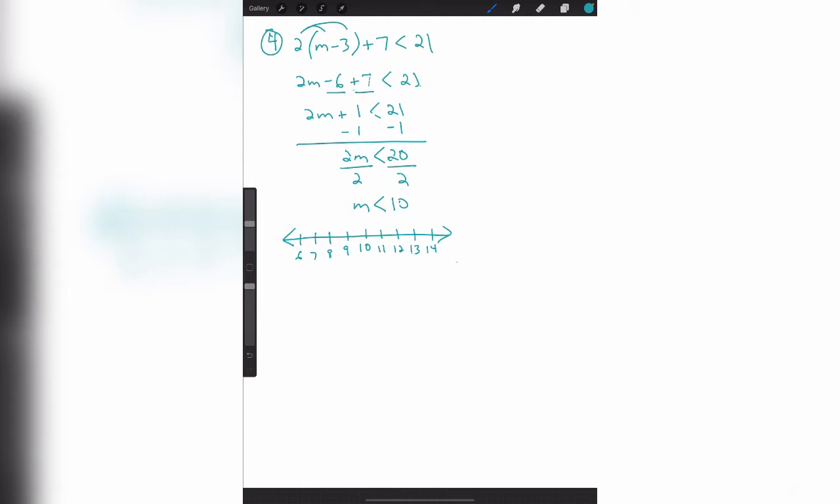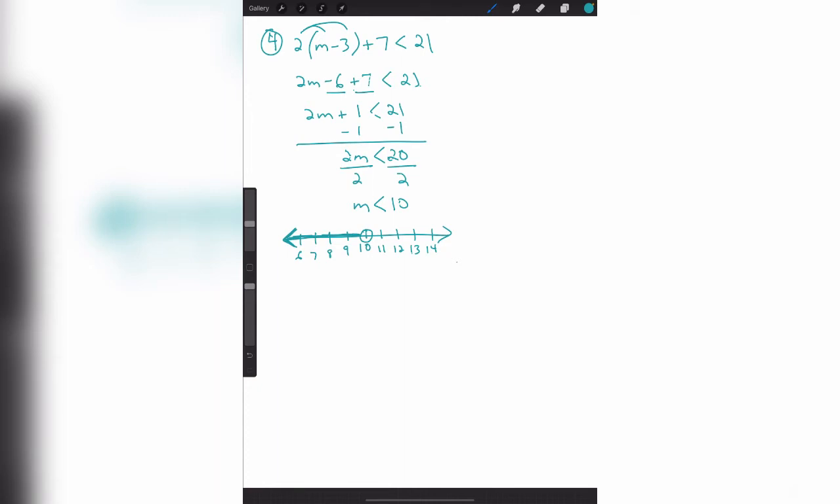But if you remember from the last example, the less than or greater than signs, this sign right here, you have to use an open circle when graphing it. So I'm going to go ahead and use my open circle, and all the values that are less than m, which are all the values less than 10. So show me all the values that are less than 10. All of these values on infinitely to negative infinity are all less than 10.